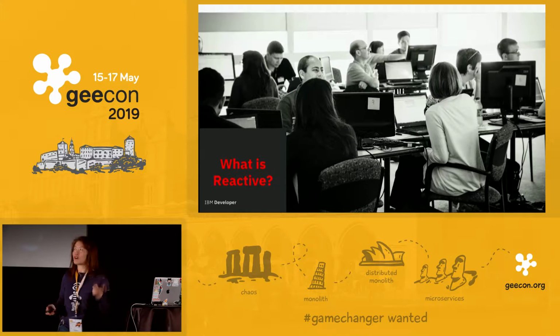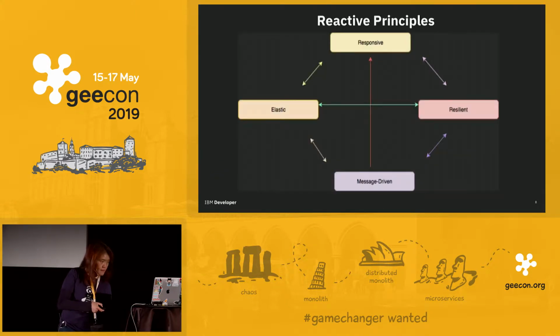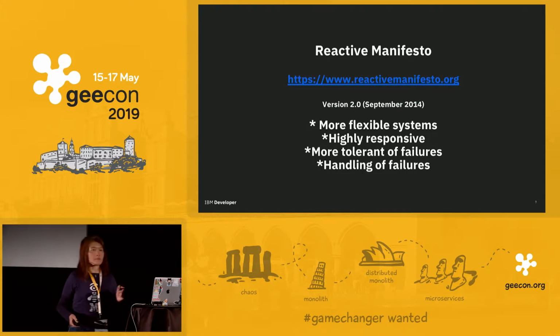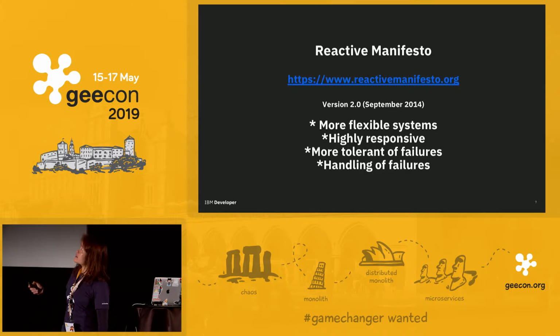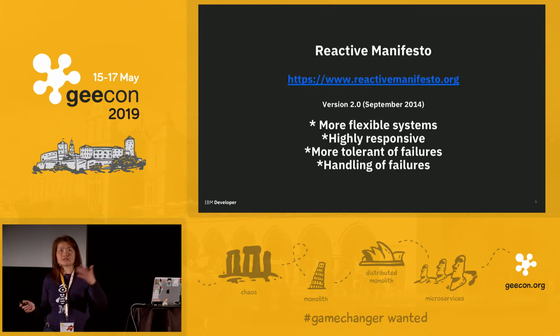So now let's move on to talking about what is reactive. First of all, I'll talk about the Reactive Manifesto. If you haven't heard about it yet, it's basically a set of guidelines and principles that define what reactive systems should be. If you go to www.reactivemanifesto.org, it will describe all the details of the principles.